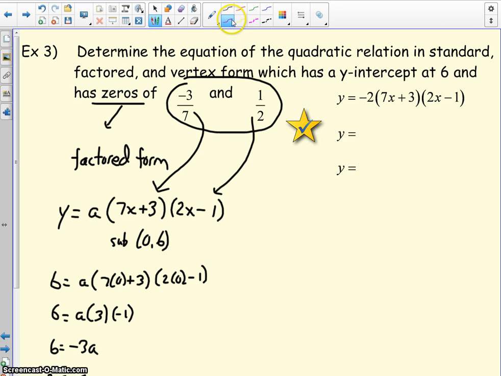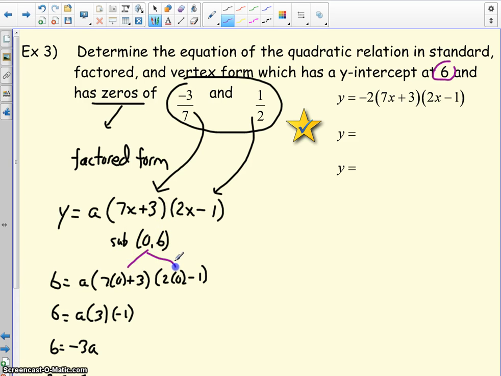And one thing that is often forgotten, but you cannot forget if you want to have an accurate equation, is to solve for the a value, because you can have a million different parabolas that have these two x-intercepts. Only one of them will have this y-intercept. So we're going to sub in the point (0, 6) for the y-intercept to solve for the a value. And again, the reason x is 0 is because it's the y-intercept, so that point's on the y-axis. So we sub in 0 for x, 6 for y.